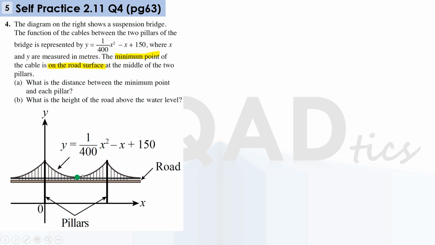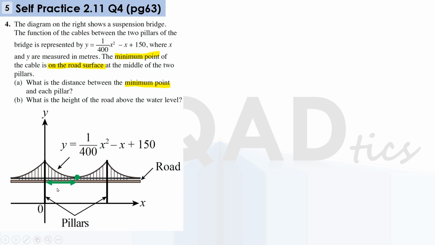So for example, the minimum point might be here and it touches the road. Okay, so in part A we need to find the distance from the minimum point to one of the pillars. Let's say the distance is this one, from the minimum point to one of the pillars, which is here, technically the y-axis.